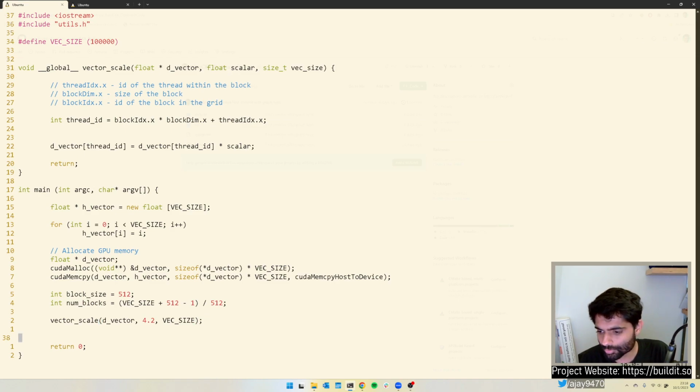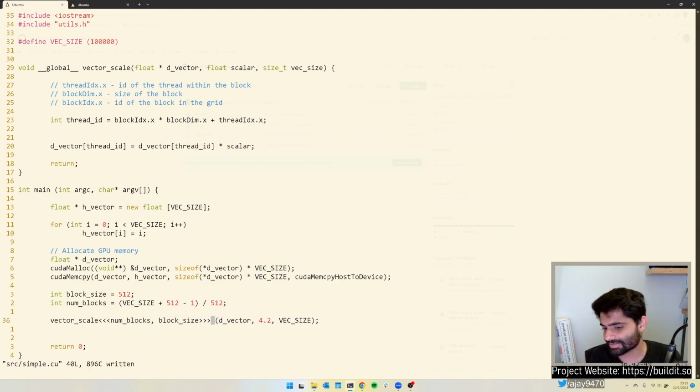But what I need to do now is specify how many threads and how many blocks I'm going to launch. That's done using a special syntax. You start with three angle brackets. The first is the number of blocks, so it just has num_blocks. And the second is the size of the block, so I'm going to say block_size. These are the grid launch parameters. The first is how many blocks there are in each grid, and the second is how many threads are in each block.